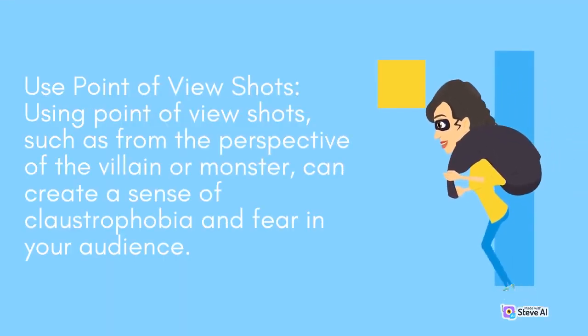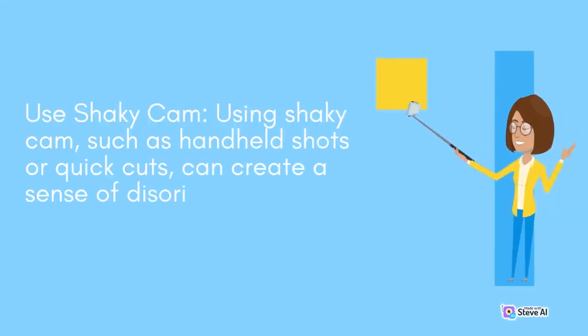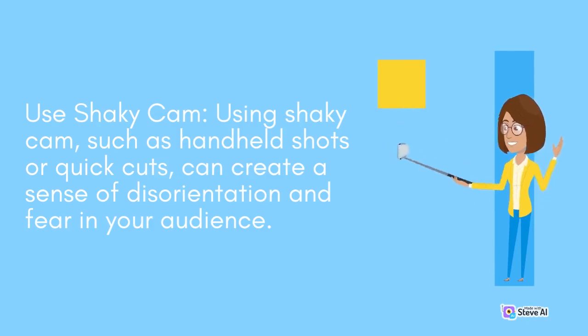Use point-of-view shots. Using point-of-view shots, such as from the perspective of the villain or monster, can create a sense of claustrophobia and fear in your audience. Use shaky cam. Using shaky cam, such as handheld shots or quick cuts, can create a sense of disorientation and fear in your audience.